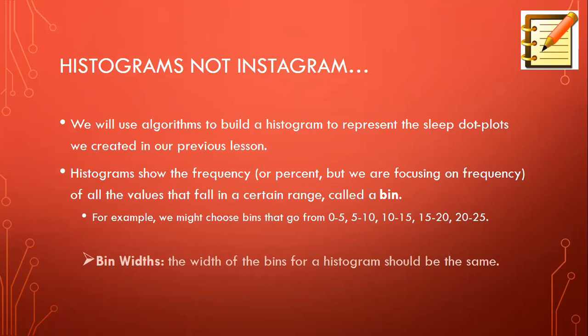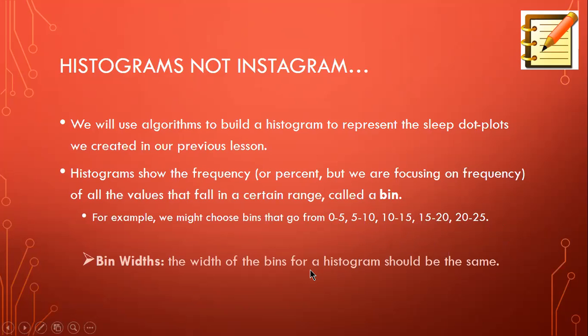Okay, bin widths. Something we should know about bin widths is that the width of the bins for a histogram should be the same. So our bin width is telling us the width of our bins. In this situation, where I'm going from 0 to 5, 5 to 10, 10 to 15, 15 to 20, 20 to 25, my bin width is 5 because I'm going by fives here.